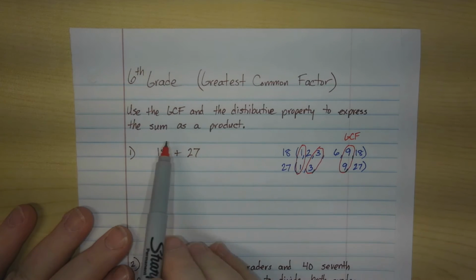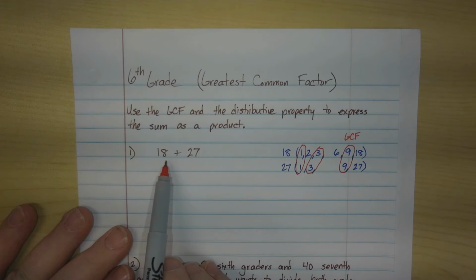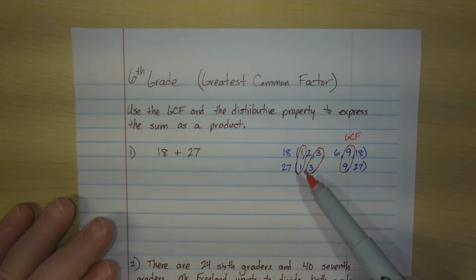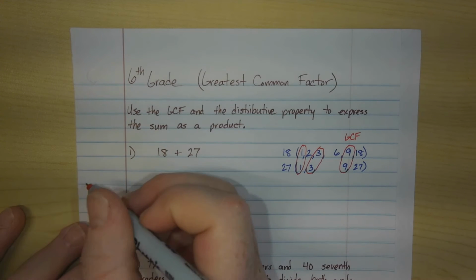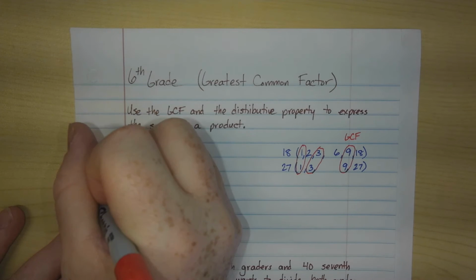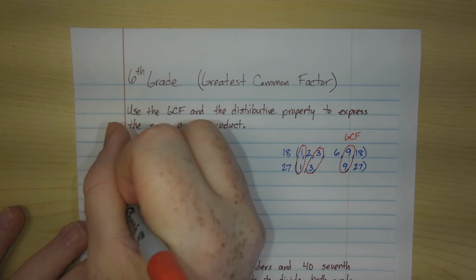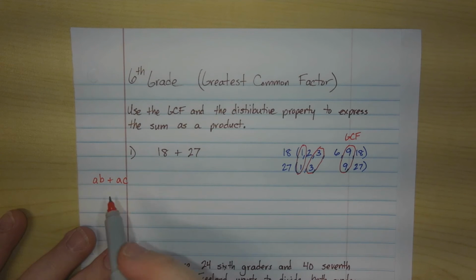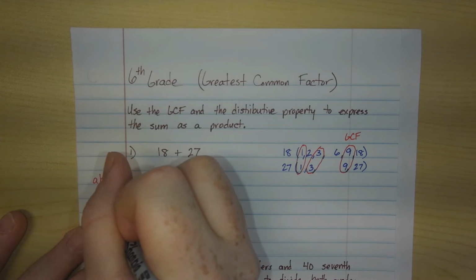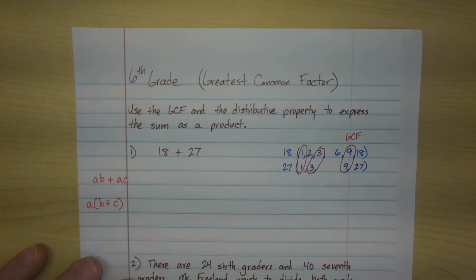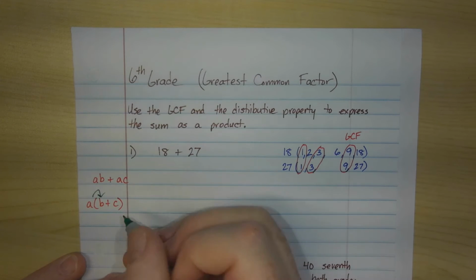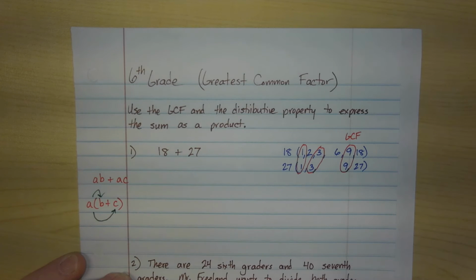What it says is to express this sum, the answer to an addition, as a product. What that means is the distributive property. If you go back to the distributive property, it's basically AB plus AC, which means A times B plus C. So A is being multiplied by B to get AB, and A is being multiplied by C to make AC.